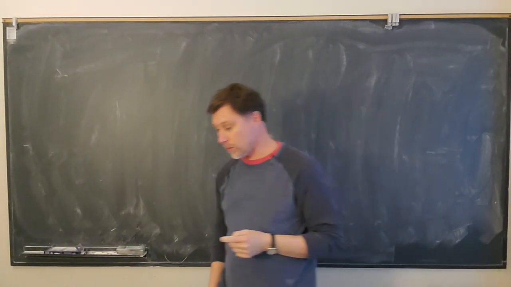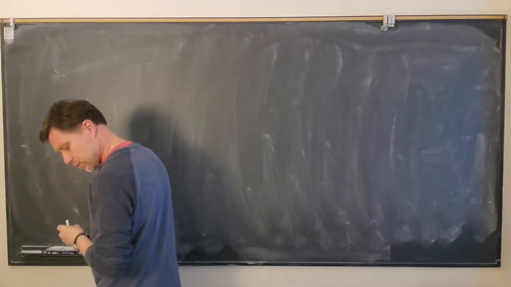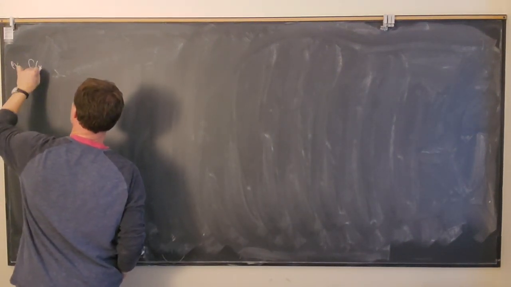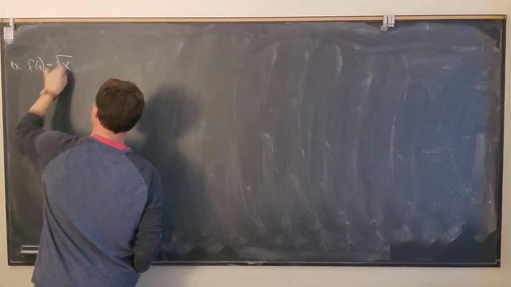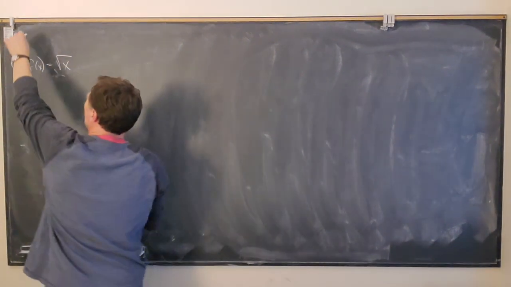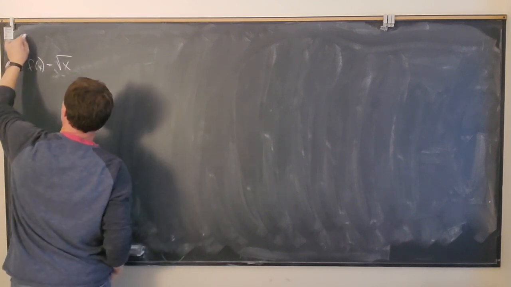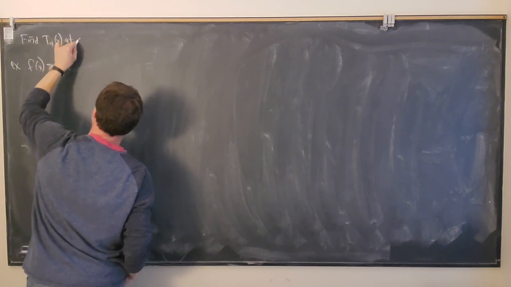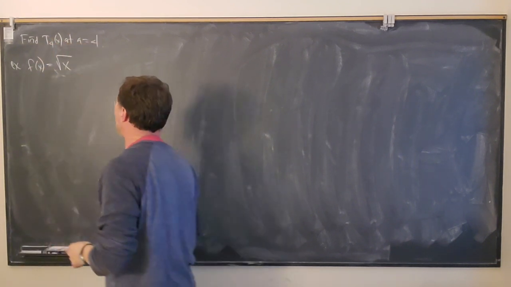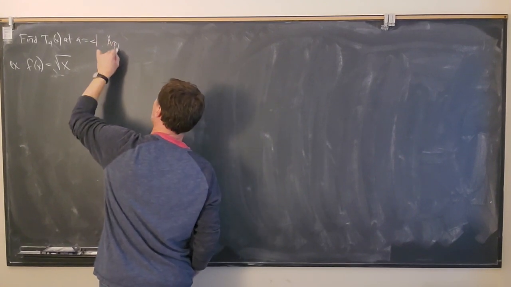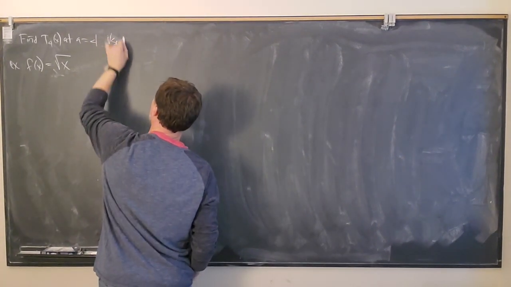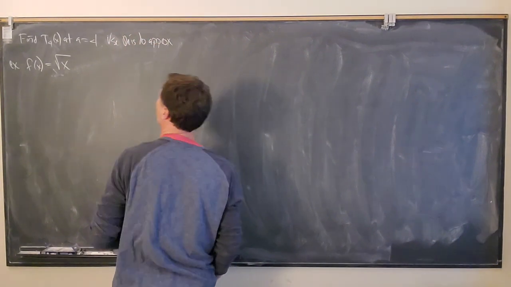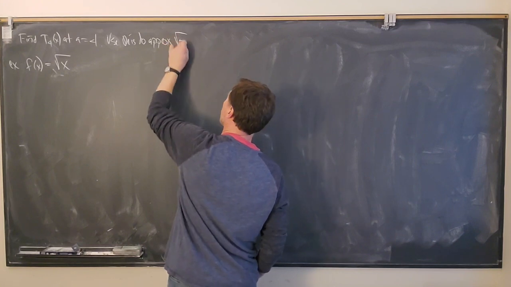Okay, for our next example, our function is going to be f of x equals square root of x. And just to save space, let me write the instructions right above here. What I want to do is find T sub 4 of x at a equals 4, and then use this to approximate the square root of 5.